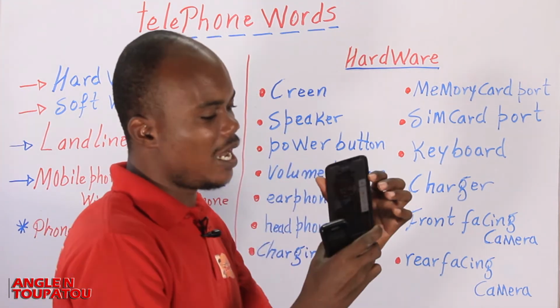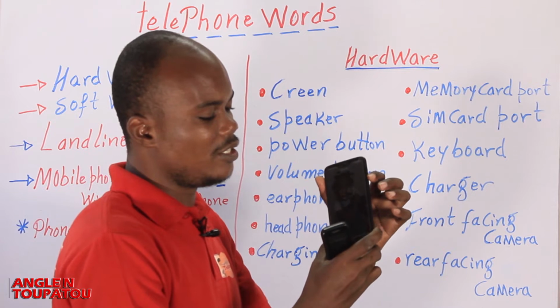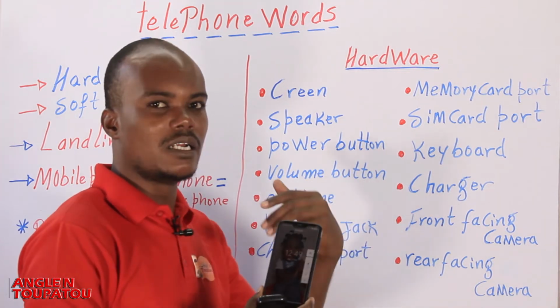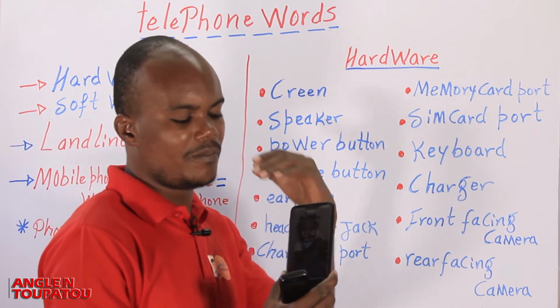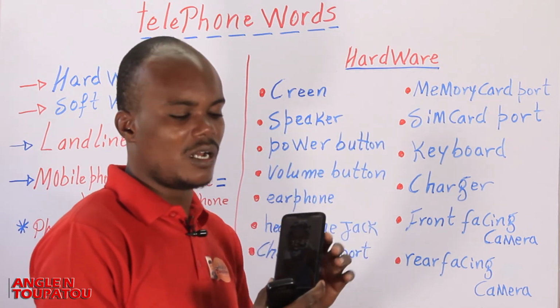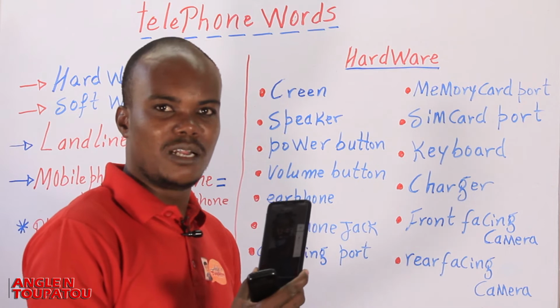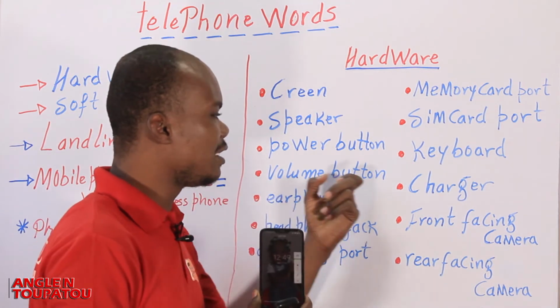As you can see, I press it. You see the volume button, it moves, you know. I turn it up, it moves up. And I turn it down, it moves down. This is the volume button.